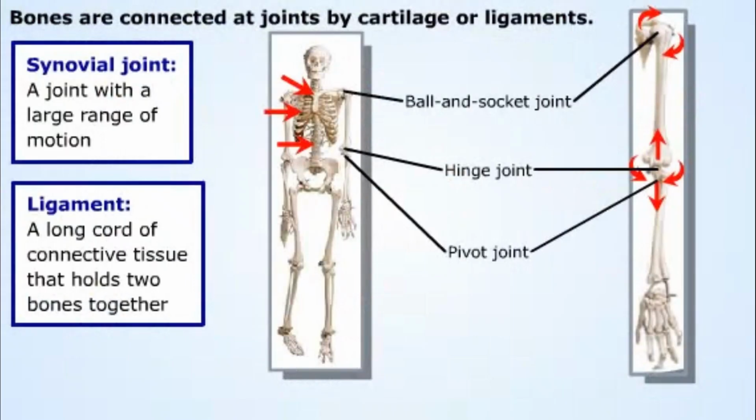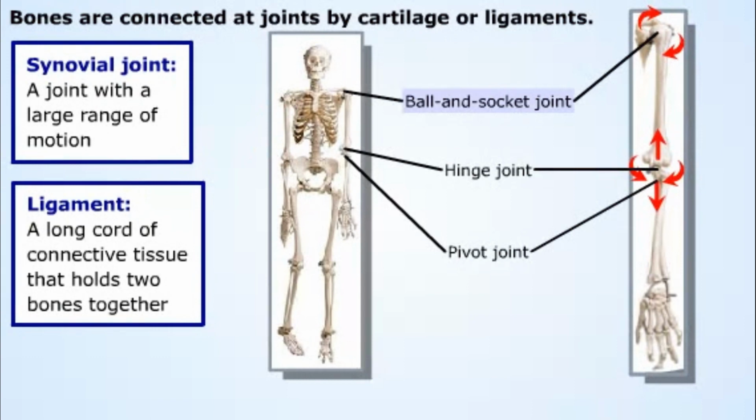The bones of the skeleton are connected at joints. How the bones are connected depends on the type of joint. The joints between the vertebrae, ribs, and breastbone allow only small movements, so the bones are connected by short pieces of cartilage. Synovial joints, like the elbow, have a large range of motion. Bones connected by synovial joints are held together by long cords of connective tissue called ligaments.